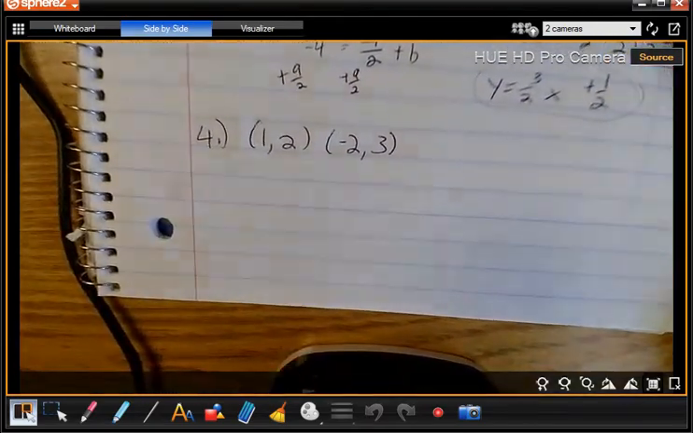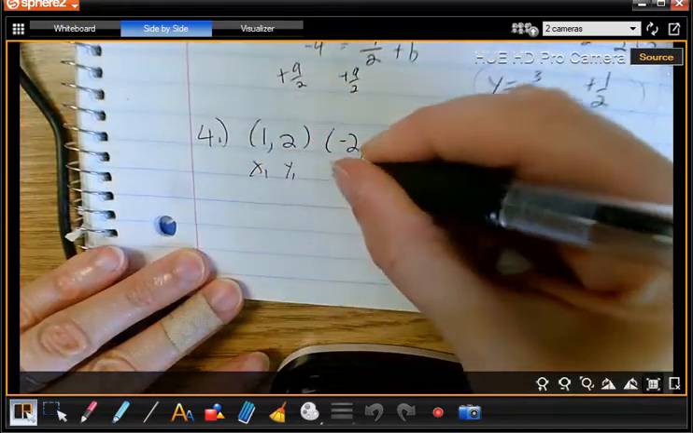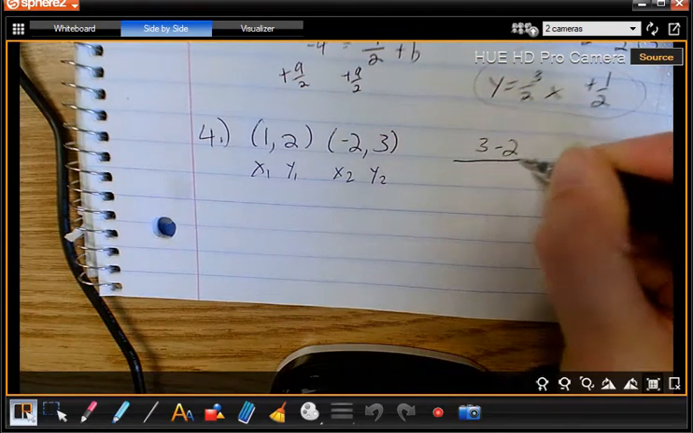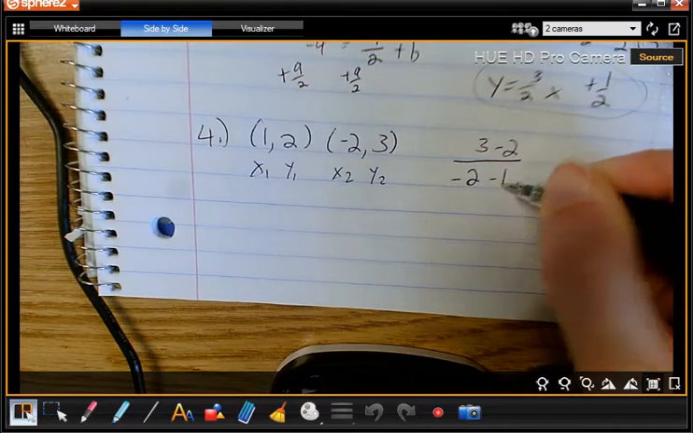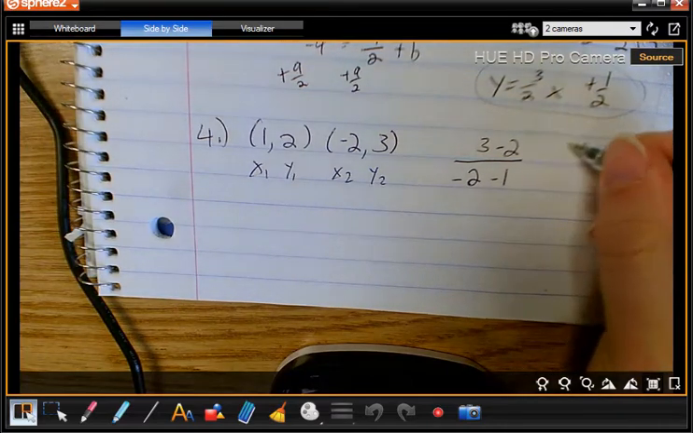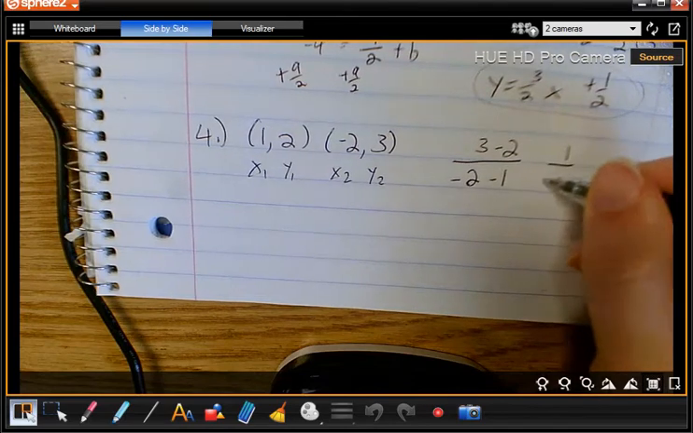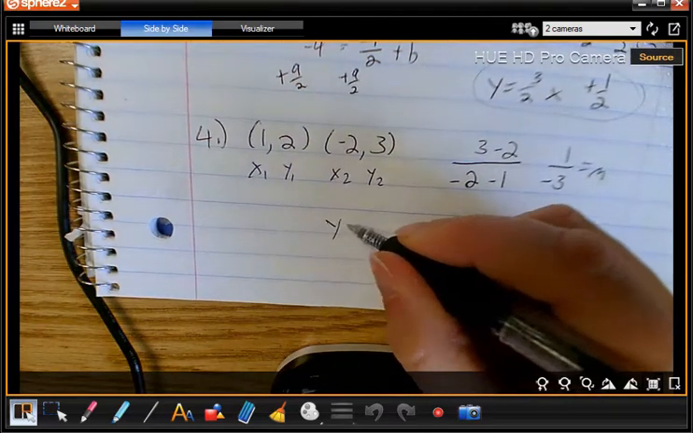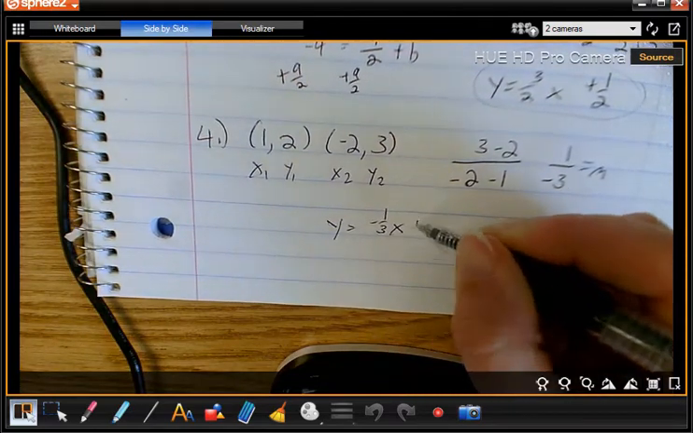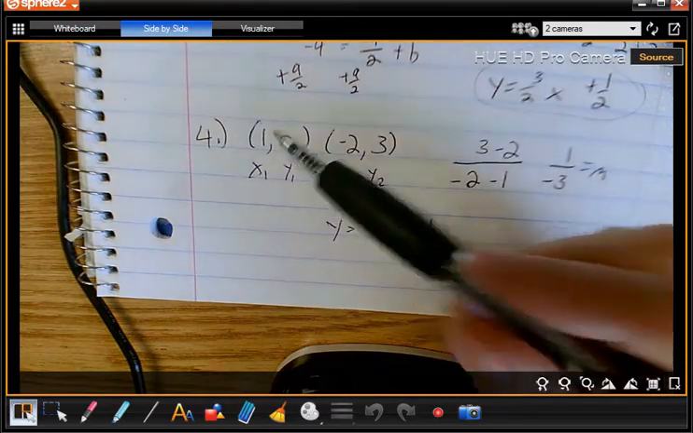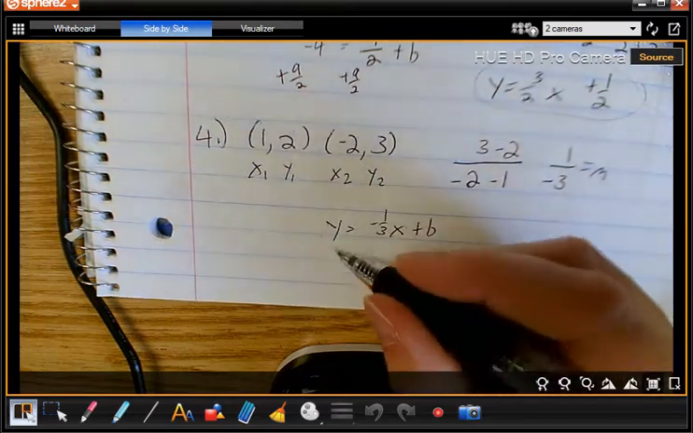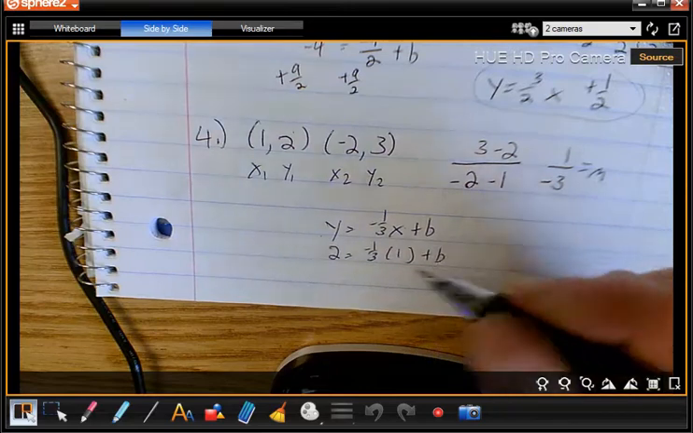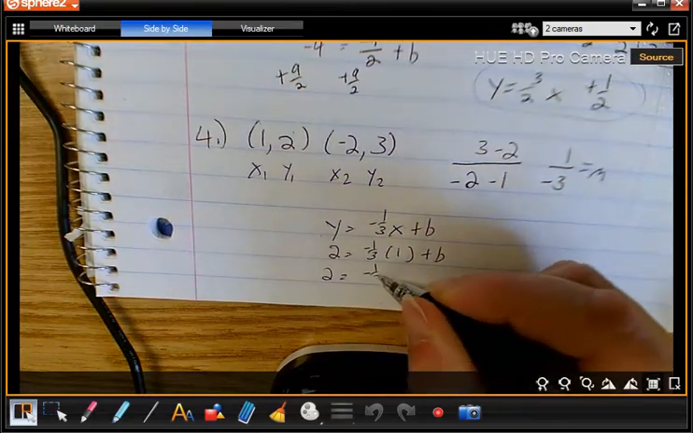Number 4. We've got x1, y1, x2, y2. 3 minus 2 over negative 2 minus 1. 3 minus 2 is 1. Negative 2 minus 1 is negative 3. So I've got negative 1/3 is my m. So now I've got y equals negative 1/3 x plus b. Now I'm going to plug in x1 for x and y1 for y. So I'm going to get 2 equals negative 1/3 times 1 plus b. I get 2 equals negative 1/3 plus b.